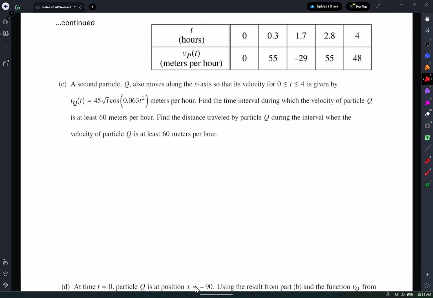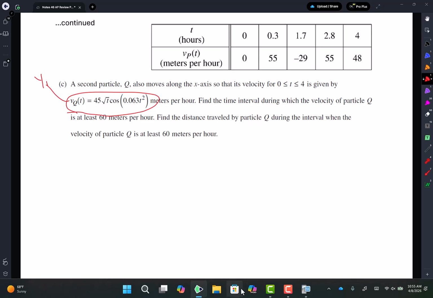A second particle Q. So now I got a second particle, also moves along the x-axis, so the velocity between 0 and 4 is given by. First move I would do, I would type that into my calculator. Now, my preference for free response is calculator, but for multiple choice, I think you should use Desmos. But why do you want us to use the calculator? Because you're probably going to be using this over and over. So I prefer calculator for this.